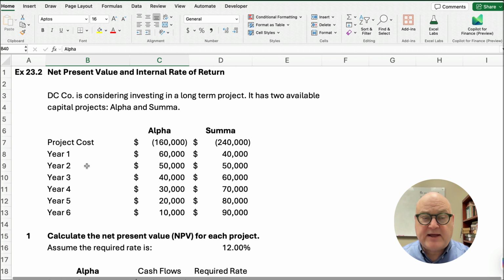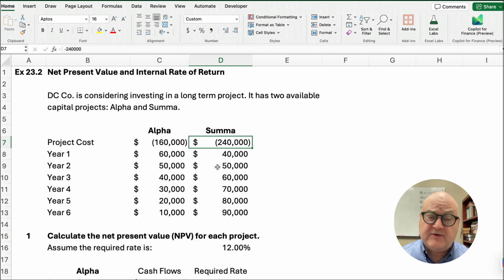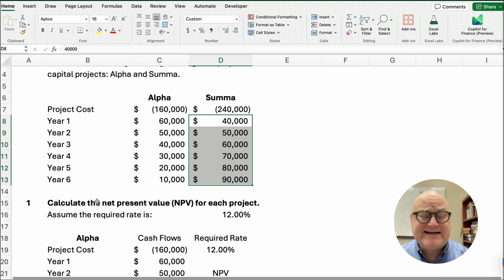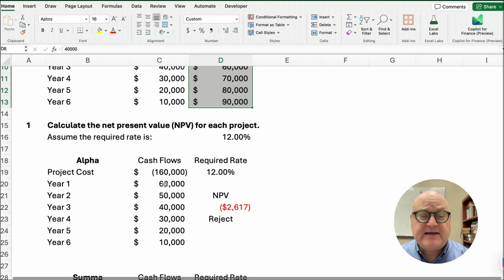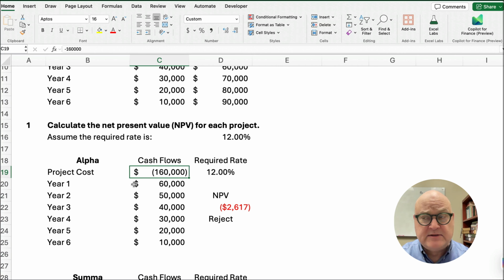So let's go back and look at the problem. We're looking at two projects. One is Alpha that costs $160,000 on the very front, and then it returns 6 years of positive cash flows. Summa is going to be a little higher cost at $240,000, and it's going to be 6 years of cash flows also. Now we're going to calculate the net present value. So we're going to take these streams of cash flows back to present value and then offset it with the cost, subtract out the cost of $160,000.